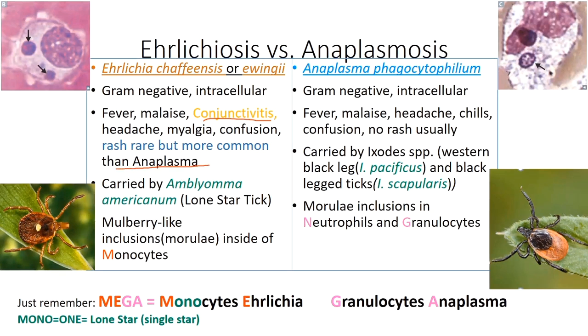Those are more common, a rash is more common than in anaplasmosis for Ehrlichia. So it's kind of hard with the multisystem diseases because they all seem to present with a lot of the same symptoms, but there are really defining features. So you just have to step back when you read a stem. If it just says this person has headache, myalgias, confusion, fever and malaise, this person has an infection, which is nice, right?